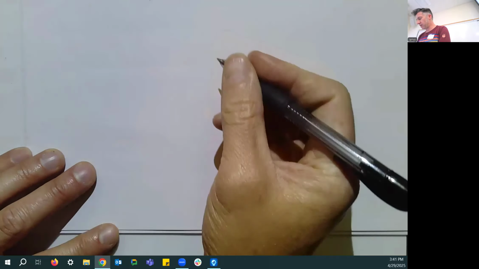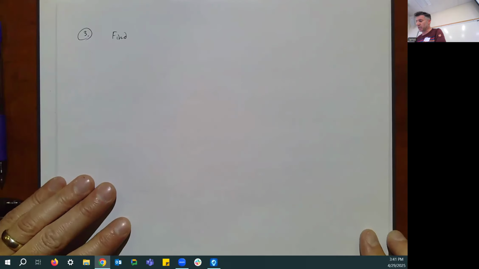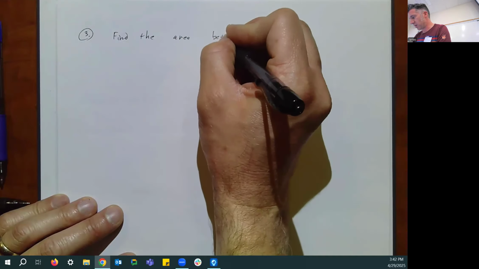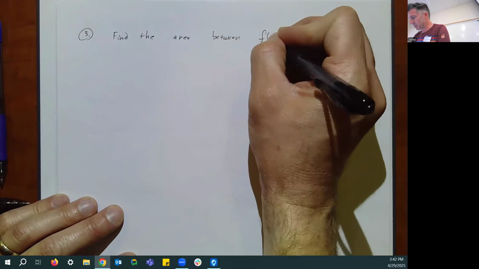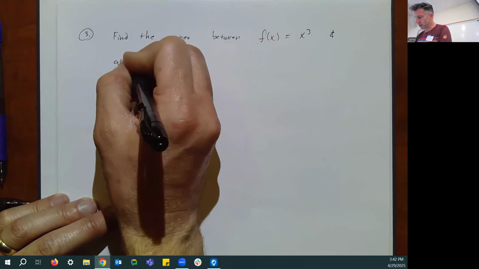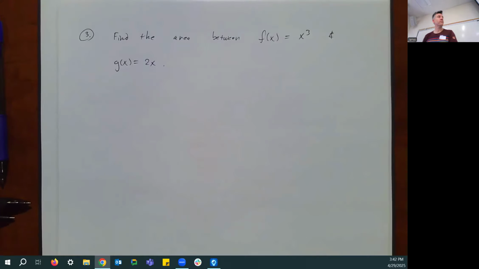One more thing to be aware of with area specifically is an example like the following. Try and make this one not too terrible. So find the area between f of x equal to x cubed and g of x equal to, sure, 2x. And we're going to do this one without graphing it first.